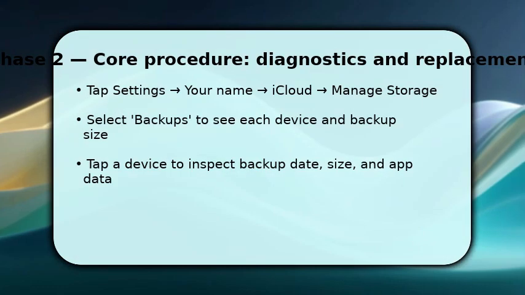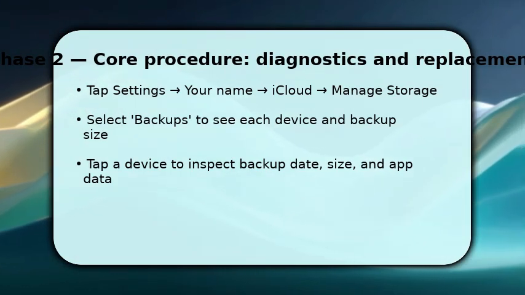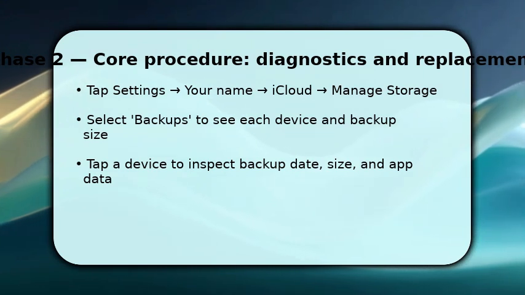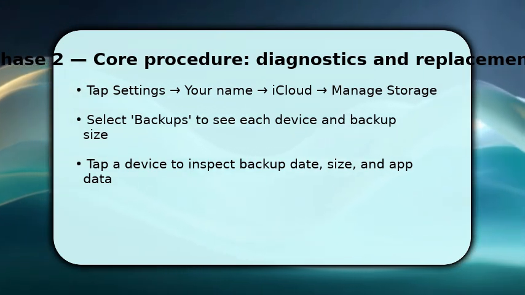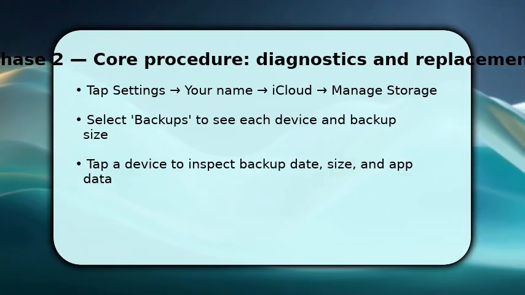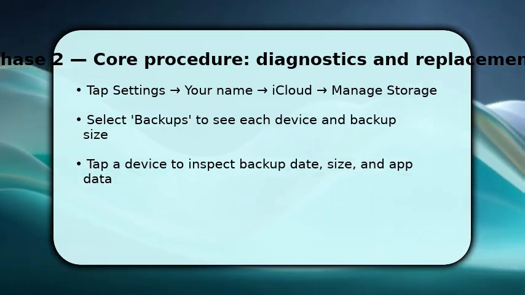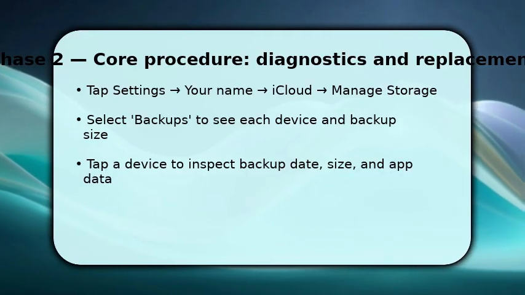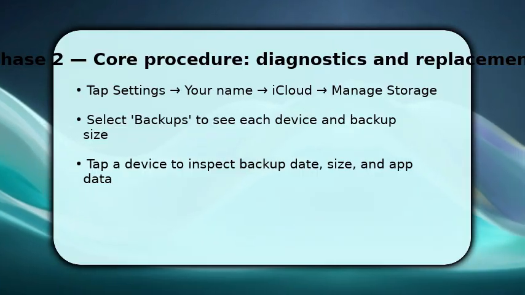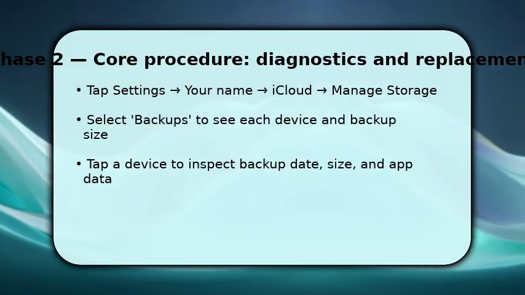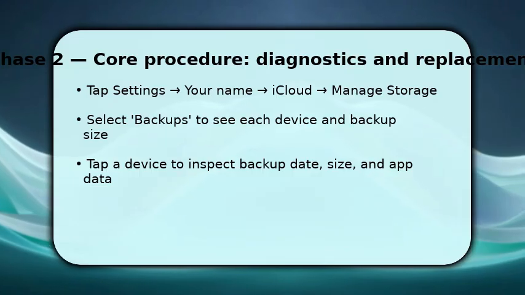Now you'll inspect stored backups to see what's available and why. From iCloud Settings, go to Manage Storage, then Backups. This lists all devices linked to your Apple ID. You can see the size and last backup date for each device, which helps you decide if you need to restore or free space. Tap a device to view detailed app data included in that backup. Make sure the apps you care about are checked so nothing important is missing.